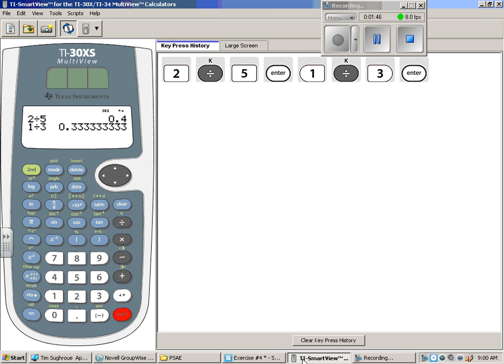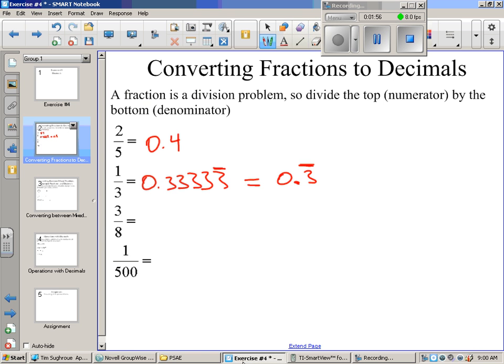3 divided by 8. Enter. 0.375. Hopefully some of these you have memorized. Like that one. Okay? Like, for instance, 1/4 is 0.25. Hopefully you know that. Let's do the last one.